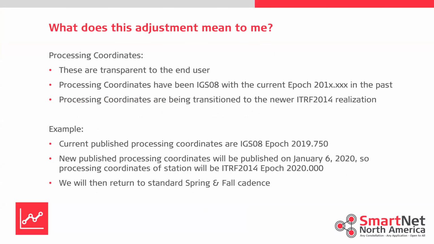So again, these are transparent to the end user. We're transitioning to this new ITRF 2014 realization. And so as of January 6th, we will publish new processing coordinates. Again, these do not necessarily affect you, except for giving better network corrections. These will be published in Epoch 2020 to correspond with January 1st, 2020. And then we will return to our standard spring and fall cadence, where we update the physical coordinates, the processing coordinates in the back end. Again, when we update these in the background, it just improves the network correction, but it doesn't actually shift, move, or cause any changes to your differential baselines that you're calculating off the reference stations.